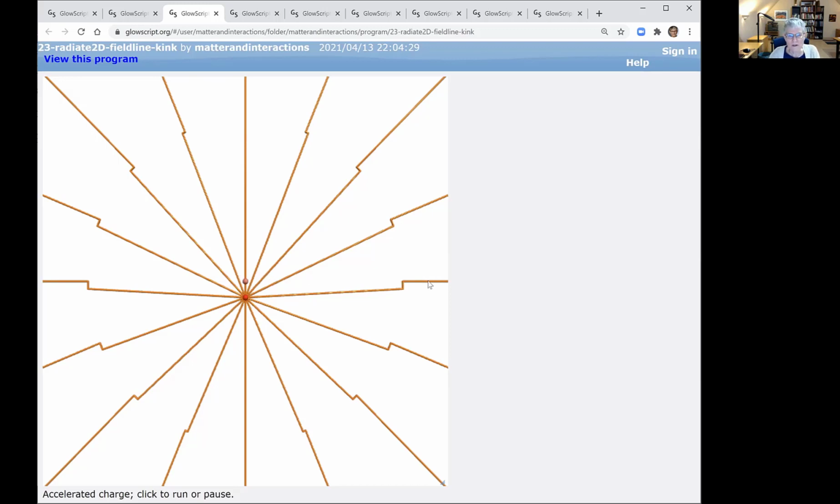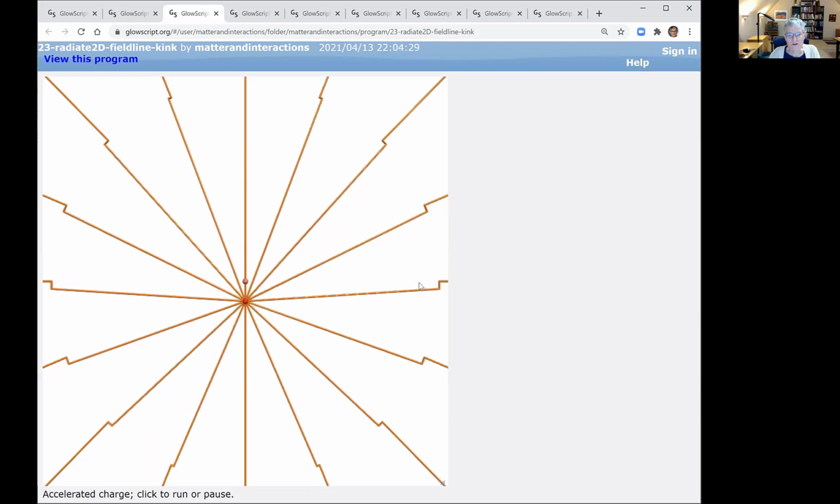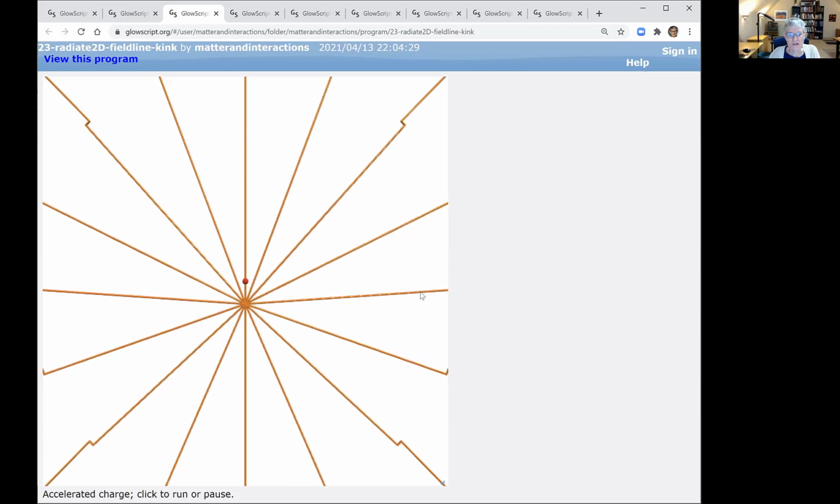So what you detect with your proton on a spring is an electric field that's actually still pointing at the original location of the charge. And so I'll put my cursor here where you're standing, and we'll start it running again. And now all of a sudden you see that the electric field is pointing toward the current location of the charge and not its original location.